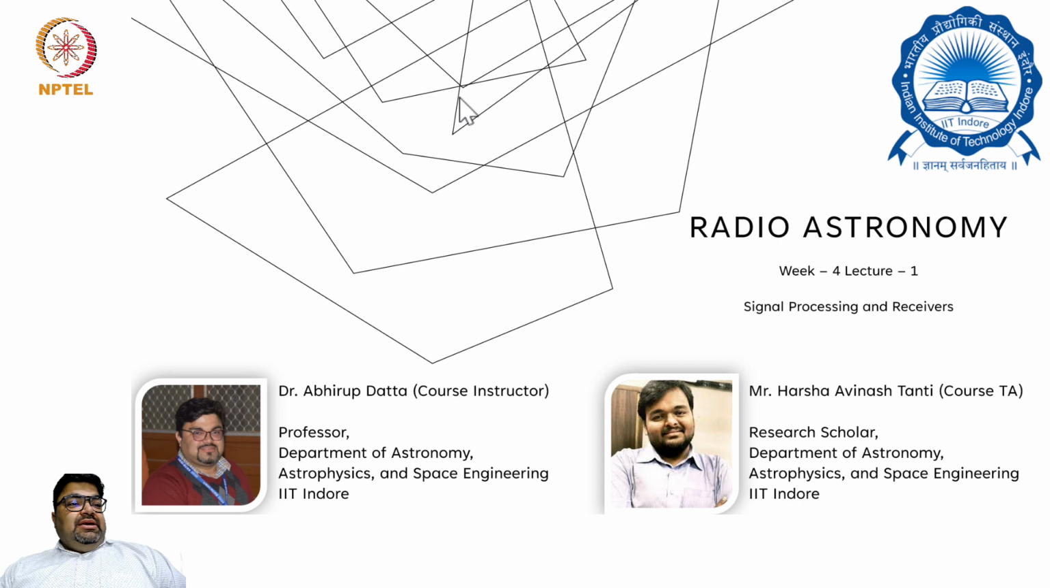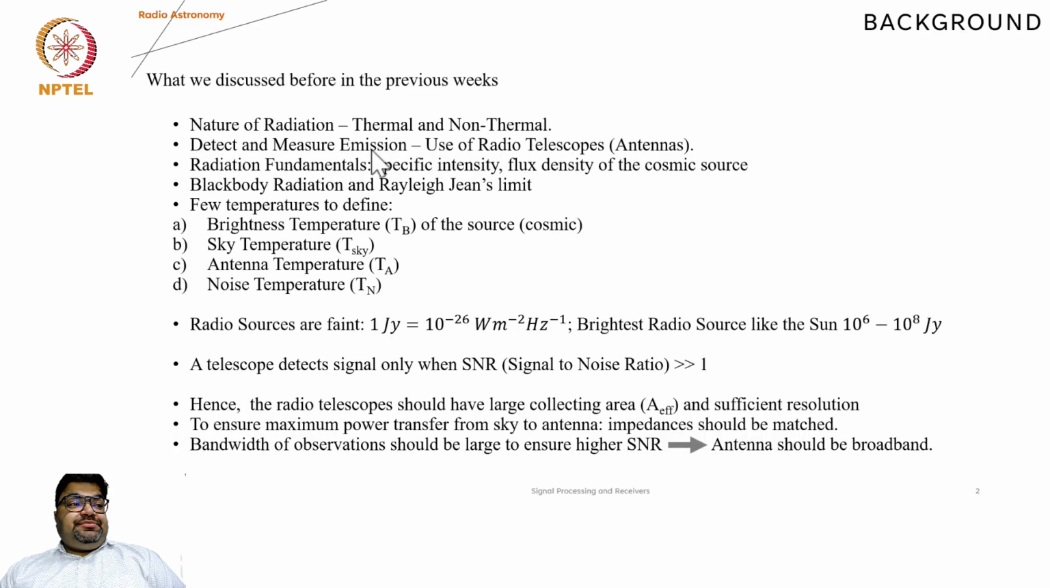Hello, welcome to this fourth week of lectures on radio astronomy. This week particularly we'll be focusing on signal processing and receivers. Now if you remember, we discussed in the previous weeks the nature of the radiation coming from the sky, thermal and non-thermal origins. How do we detect and measure emissions from the sky, particularly in the radio band, using radio telescopes? In this context we have done the antenna radiation fundamentals.